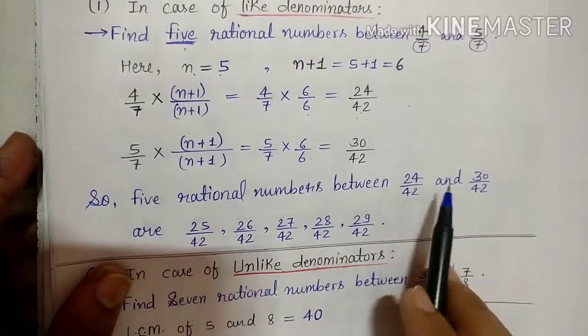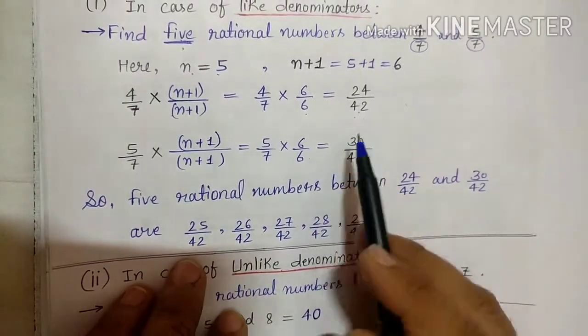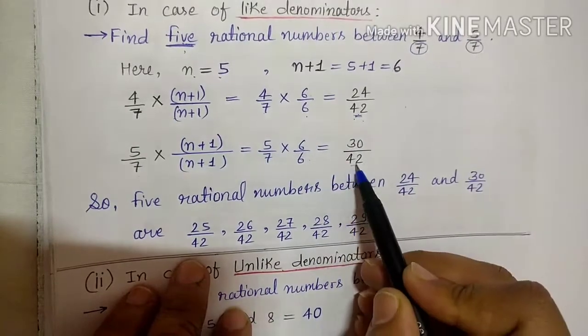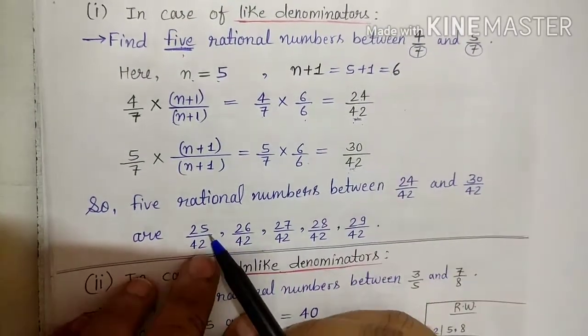Now the 5 rational numbers which we have to find between 24 upon 42, or you can say 4 upon 7, and 30 upon 42 are what? After 24 what will come? Because see, 42 and 42, now the denominators of the fractions are the same. So after 24 what will come? 25 upon 42.